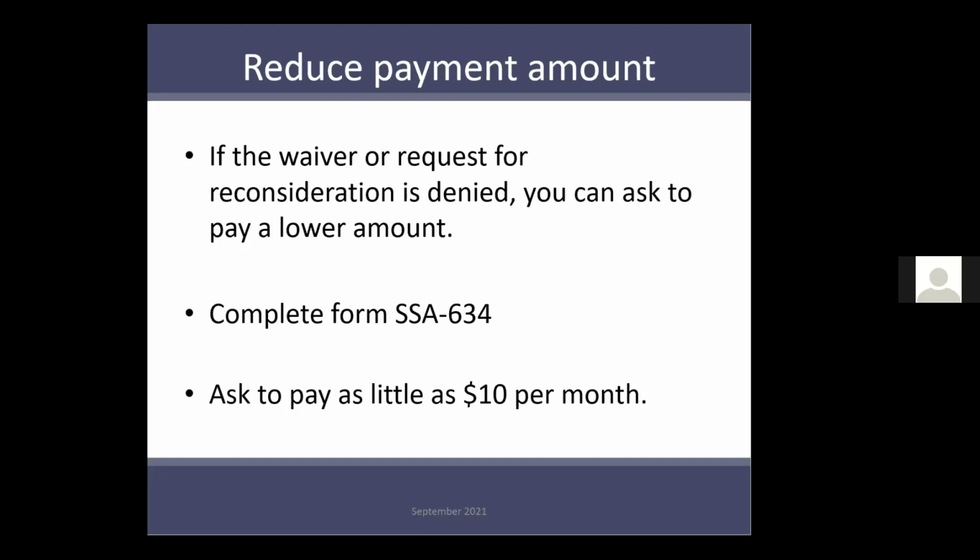And by completing the form 634, very close to 632, you can ask that they withhold as little as $10. And to do that, you really just show that the amount that's being withheld is more than the person can cover. So the form collects income and expenses, and you show that there's really not the capacity that the person has to pay the amount Social Security wants them to pay.